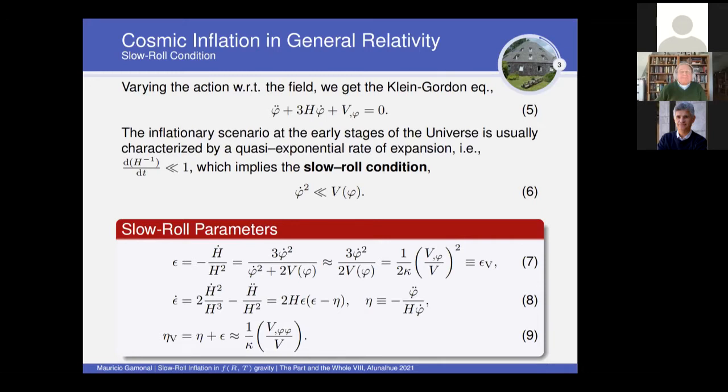The first parameter is epsilon, the first slow-roll parameter. It is actually defined as the time derivative of the inverse of the Hubble parameter. When we use the slow-roll condition, it is approximated to this term here, which is epsilon sub V. And this is a parameter that depends only on the potential and its derivatives. The same thing we can do to define the second slow-roll parameter, eta. If we take the time derivative of epsilon, we can define an eta. Using the slow-roll condition, we arrive at the second slow-roll parameter, depending on the potential and, in this case, the second derivative of the potential with respect to the field.